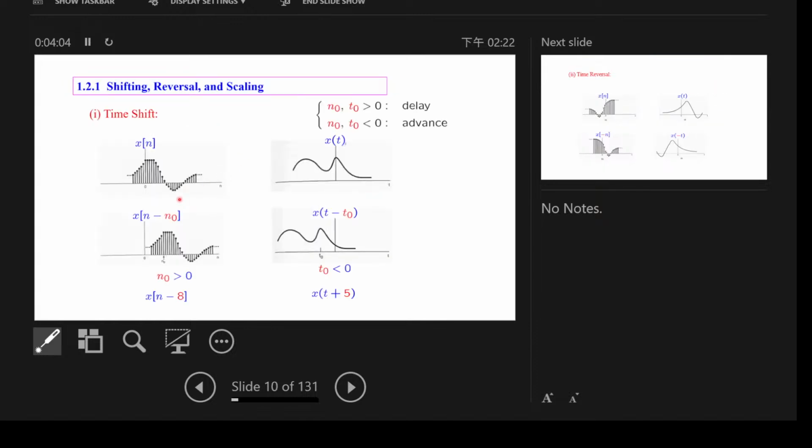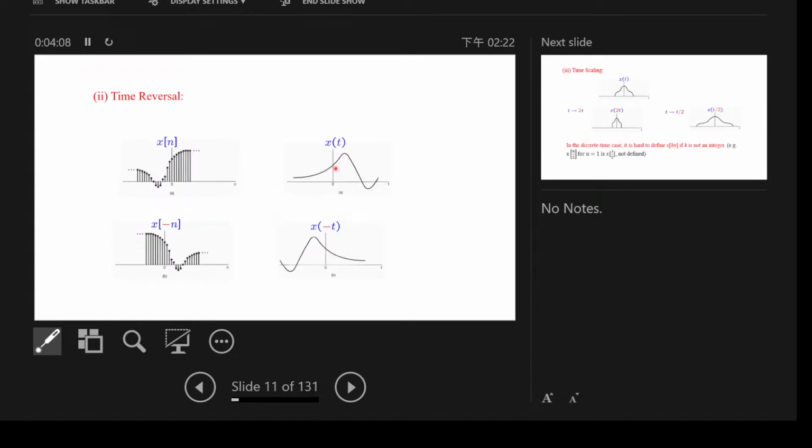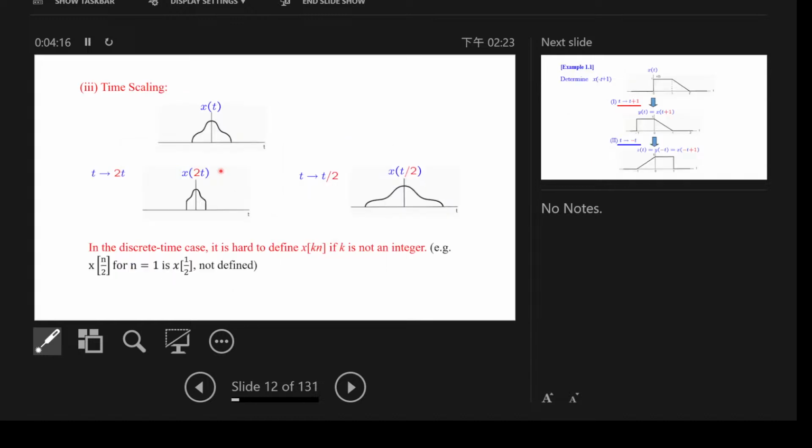Time shift, you shift your signal to the right, and time reversal, you put a minus sign on your time, and so your signal flips left and right. And time scaling, you scale your time by some constant, and it's easier to define for continuous time. And for continuous time signal, you either stretch out your signal or shrink your signal. Okay?